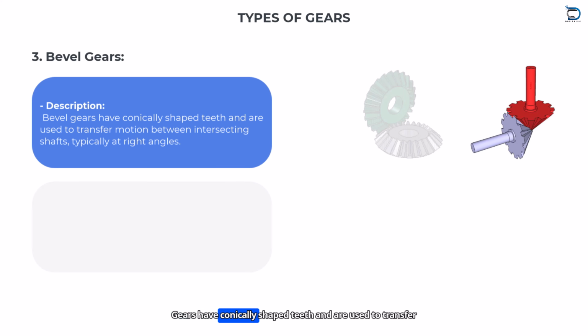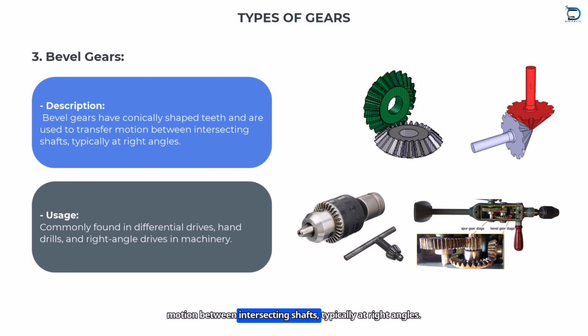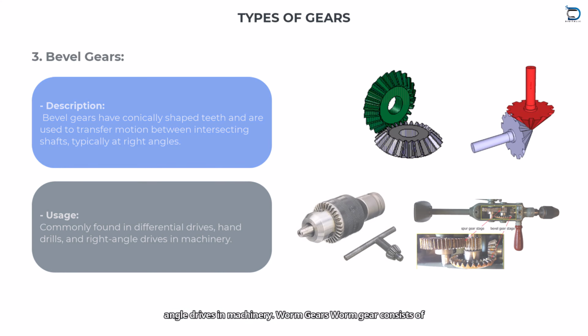Bevel gears. Bevel gears have conically shaped teeth and are used to transfer motion between intersecting shafts, typically at right angles. Uses: commonly found in differential drives, hand drills, and right angle drives in machinery.